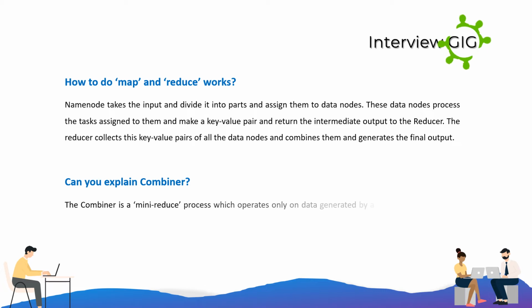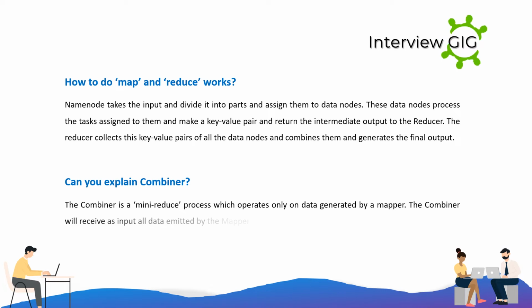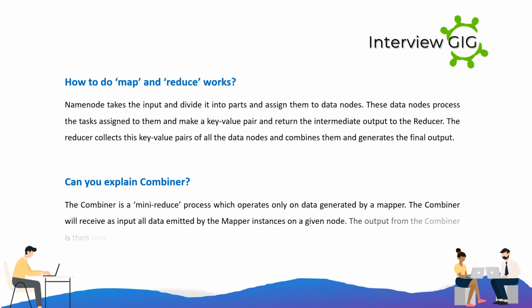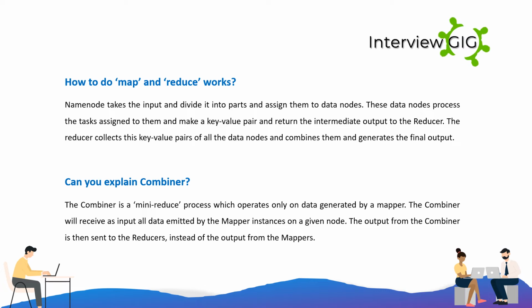Can you explain combiner? The combiner is a mini-reduce process which operates only on data generated by a mapper. The combiner will receive as input all data emitted by the mapper instances on a given node. The output from the combiner is then sent to the reducers, instead of the output from the mappers.